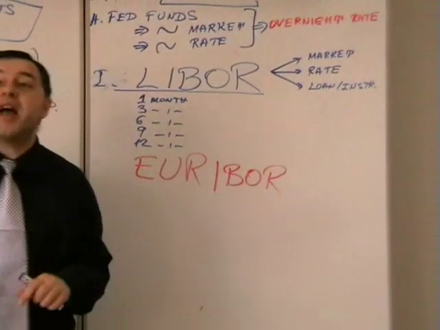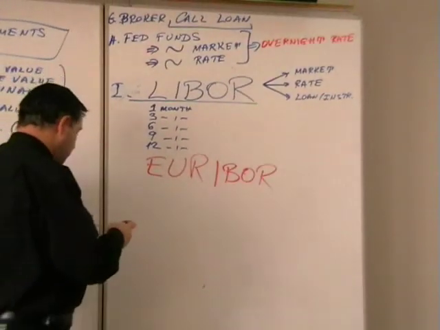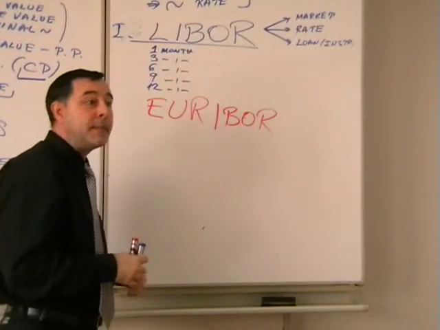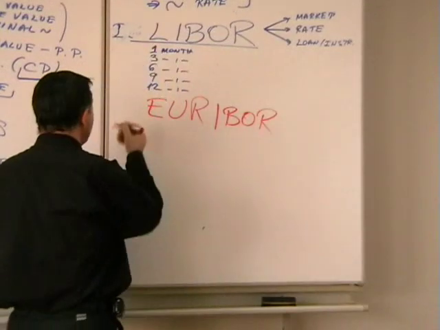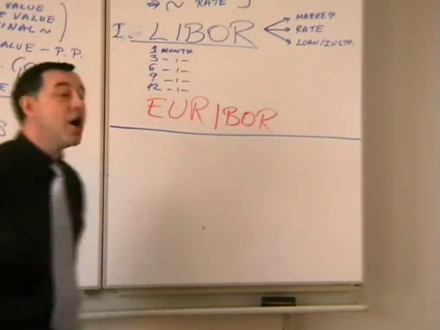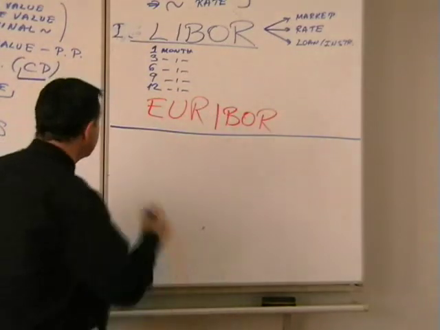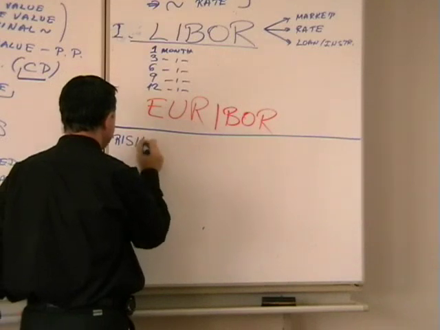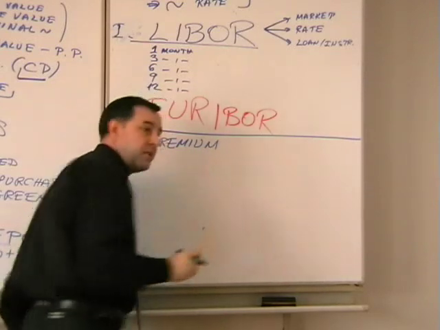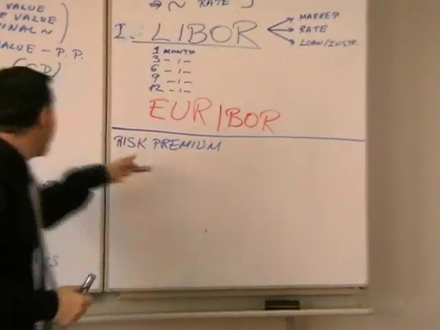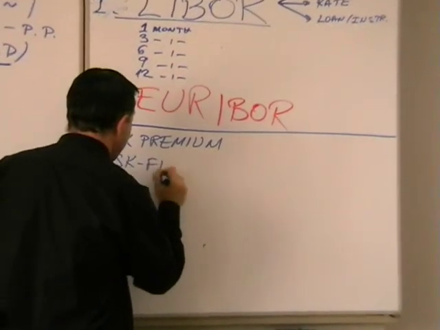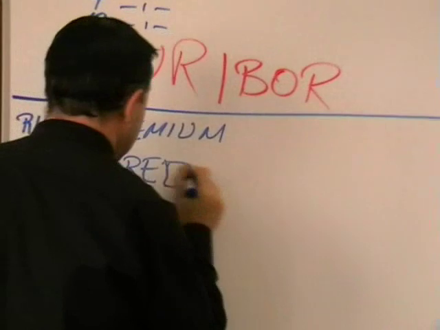So the next concept is section G. No more instruments. Now what we have is the concept of risk premium. So what you have is the so-called risk-free rate.